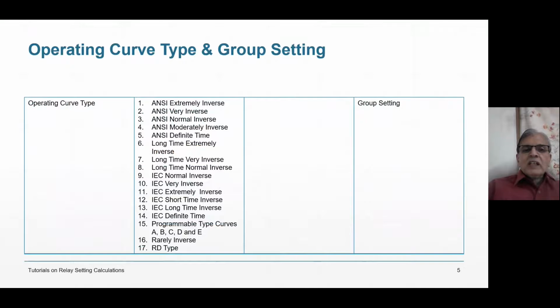The operating time curves are available in phase as well as ground, both relays. 17 different operating time curves are available. You have heard about only normal inverse. In college, in engineering institutes, I have seen that people are teaching only normal inverse. And that too, the teachers and students like to learn that old disk type of relay. Right? All this type of relay is there.